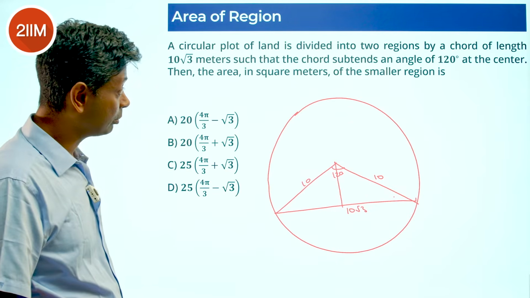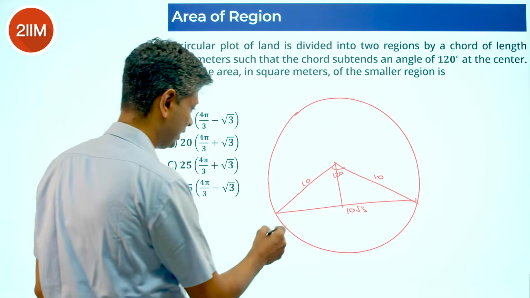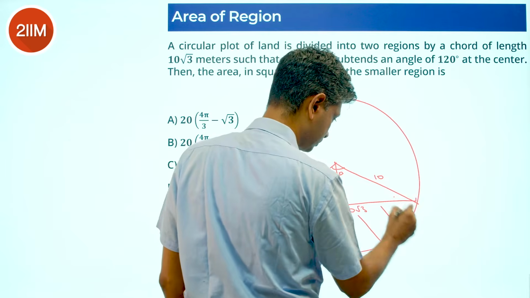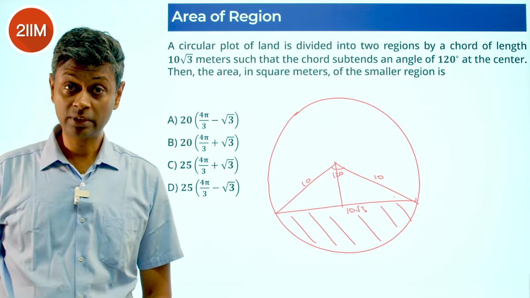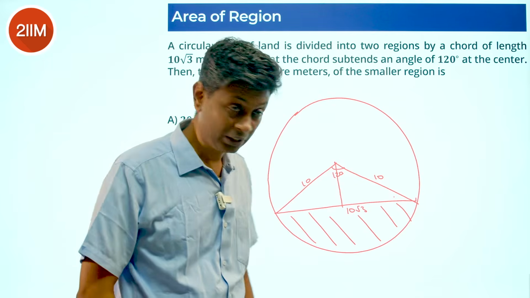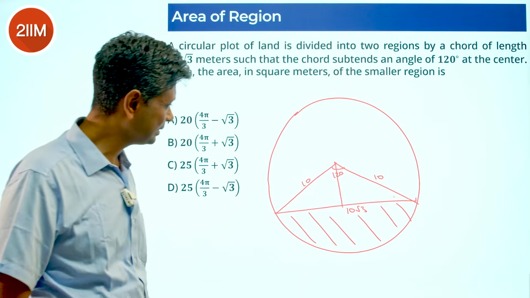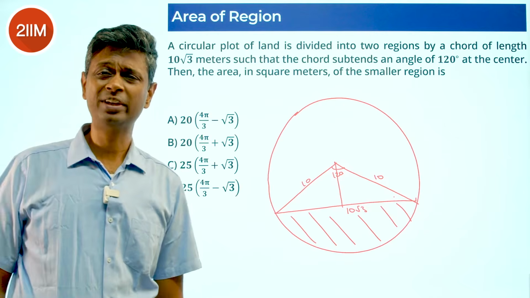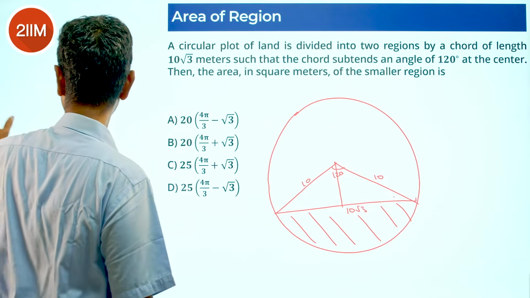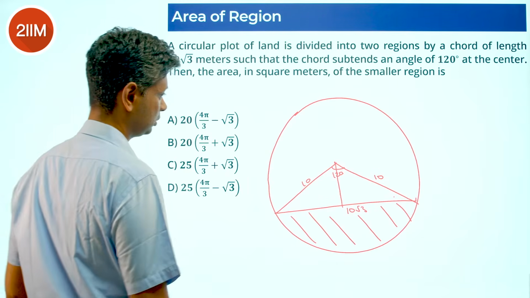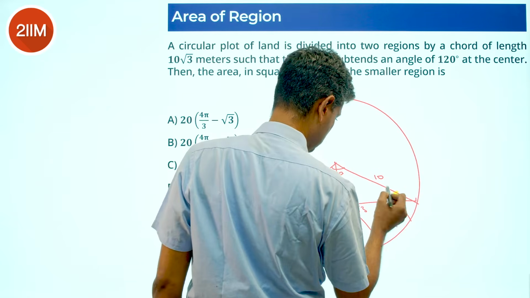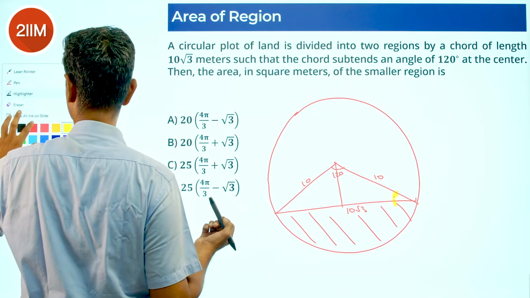The area in square meters of the smaller region. We need to find area of this segment. Okay. So radius is 10, angle in the middle is 120, and we need to find this segment. We're going to do sector minus triangle. This whole thing is 10 root 3. This is, oops, sorry.